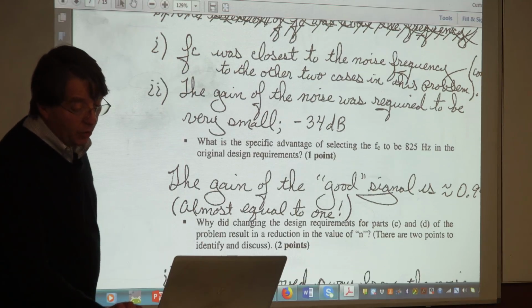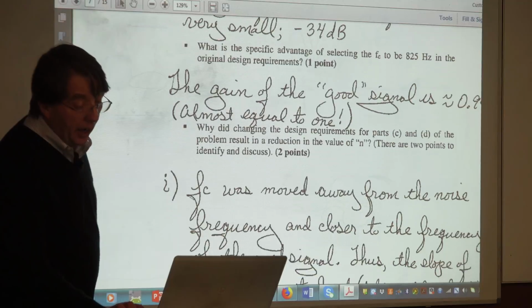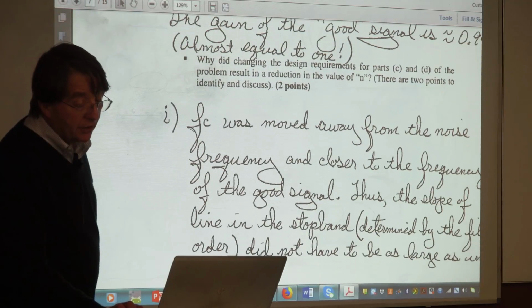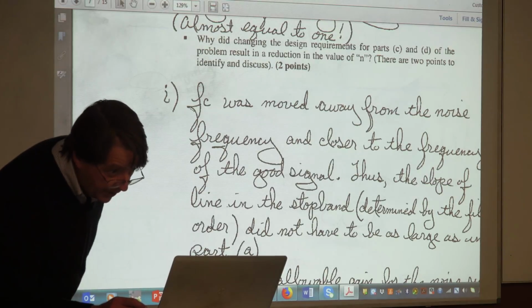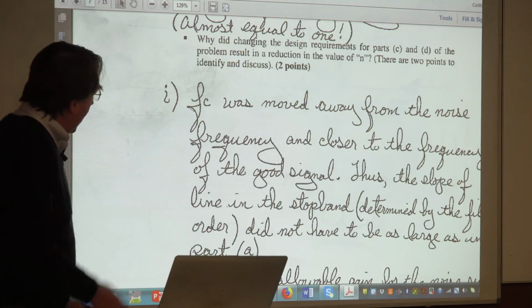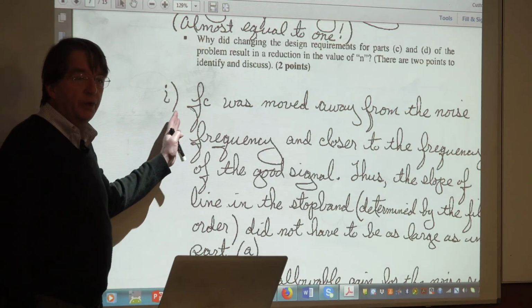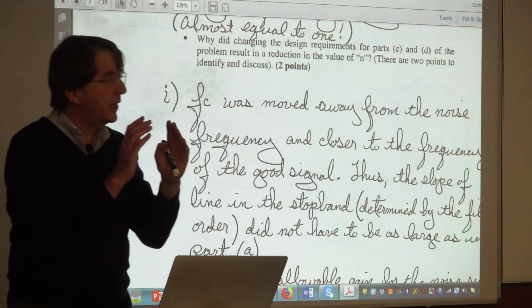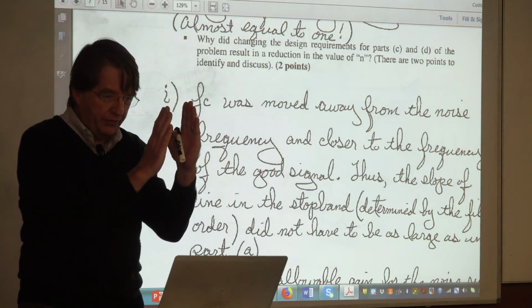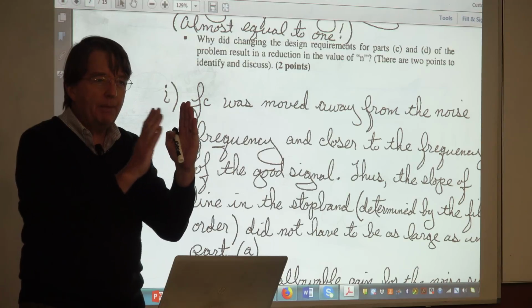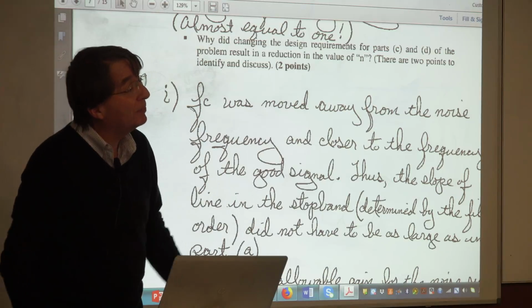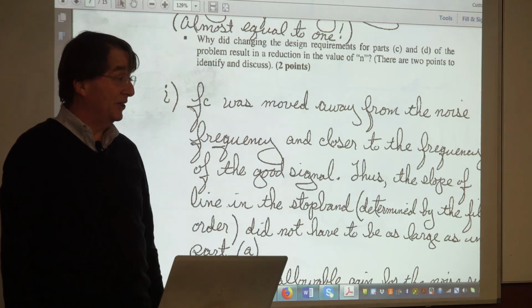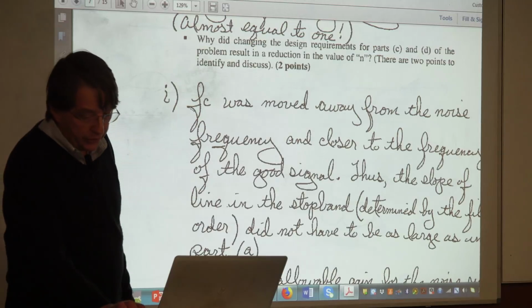Why did changing the requirement from C to D result in a reduction of the value of N? Okay, so why did changing the design requirements result in a reduction? It's because f sub c was moved further away from the noise, right? We started with the noise at 1,000, f sub c was 825, or was it 820? Then we backed it off, right? We pulled it close. So now you had more room to drop. Your slope doesn't have to be as much. I wrote it in my own words.